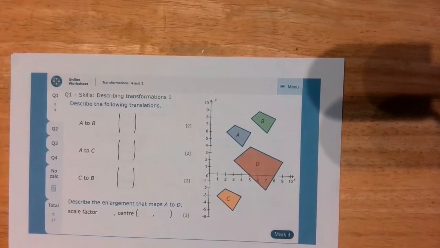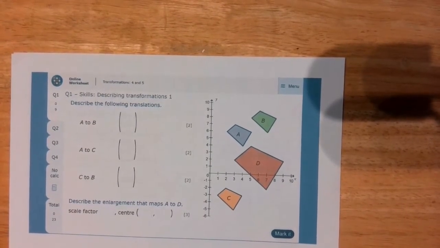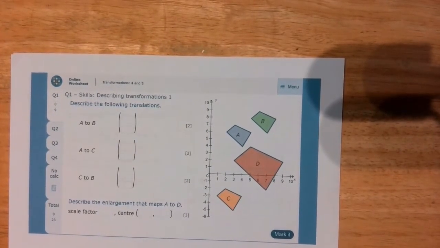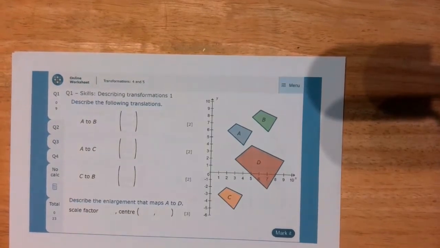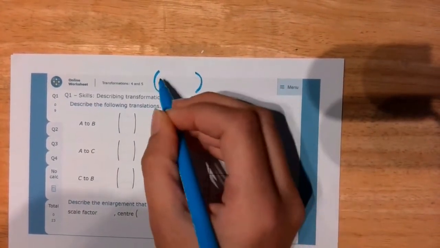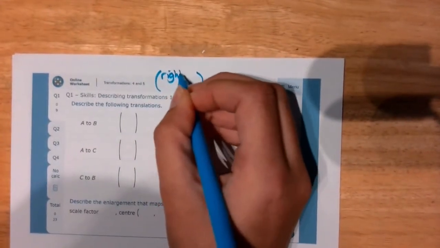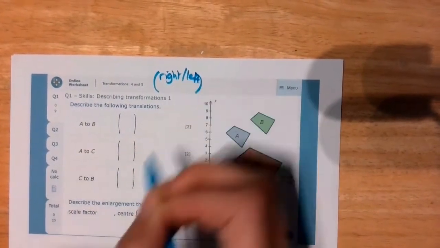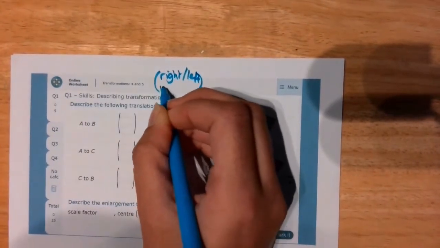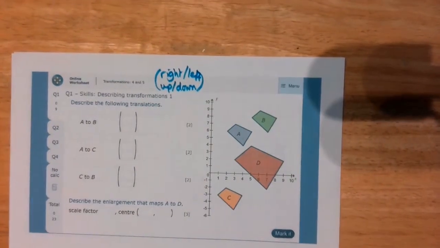So remember, translations are when we have picked the shape up and put it down in exactly the same orientation. We haven't flipped it, we haven't rotated it, we haven't changed the size, and it's shown by a vector. And in the vector, the top number tells us movement in the x direction, which means right or left. And the second number in the vector tells us movement in the y direction, which is either up or down. Right is positive and up is positive, which of course means left is negative and down is negative. That at least makes sense.